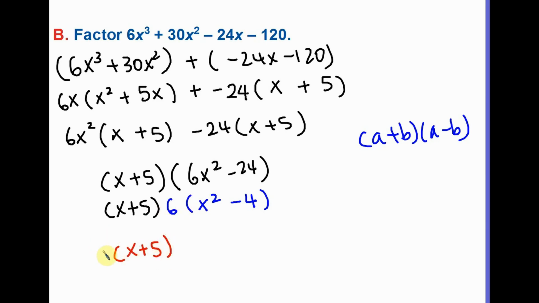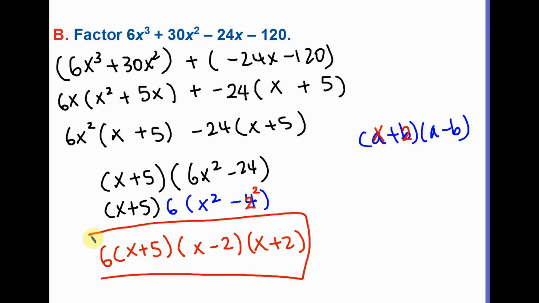And let me just pull out the 6 to the front so that it will look nicer. And then you will have x minus 2 times x plus 2. The reason I got 2 is because remember this is actually 2 squared. So I'm writing x as your a and 2 as your b. And this is going to be the factor form of the polynomial from part B.